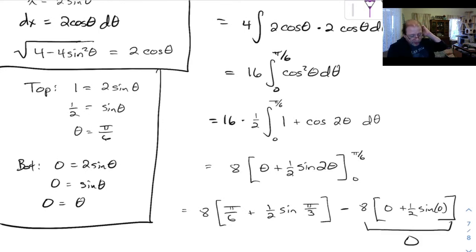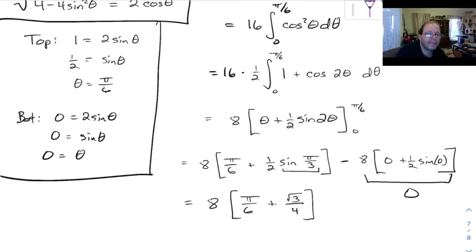This one over here, though, let's see, what is sine of pi over 3? Think about that for a second. It's root 3 over 2. So root 3 over 2, multiply it by that, you get root 3 over 4. So that's what I get for my exact answer.